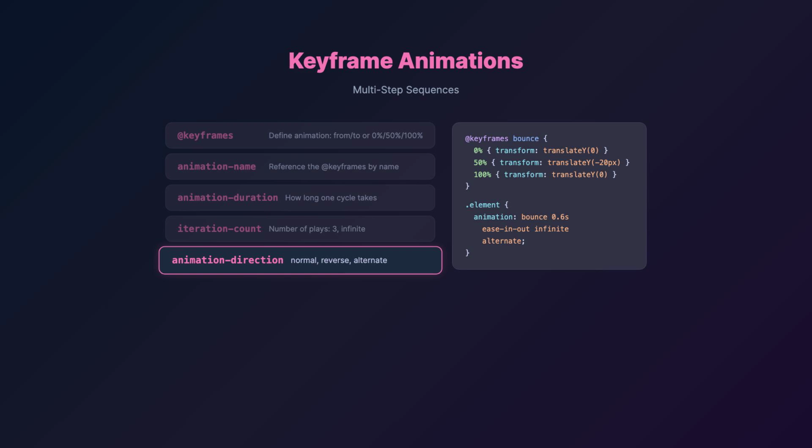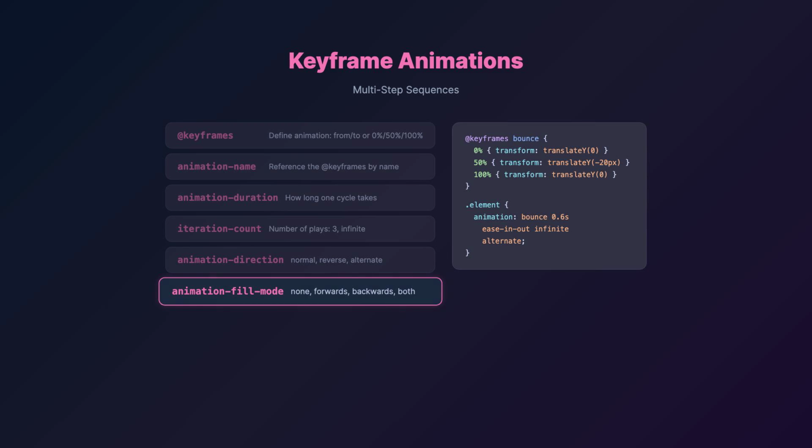Animation direction controls the playback direction. Normal plays forward, reverse plays backward. Alternate plays forward, then backward. Alternate reverse starts backward, then alternates.